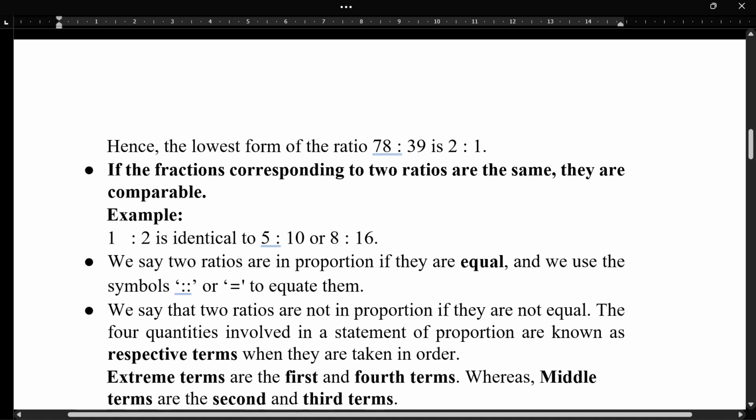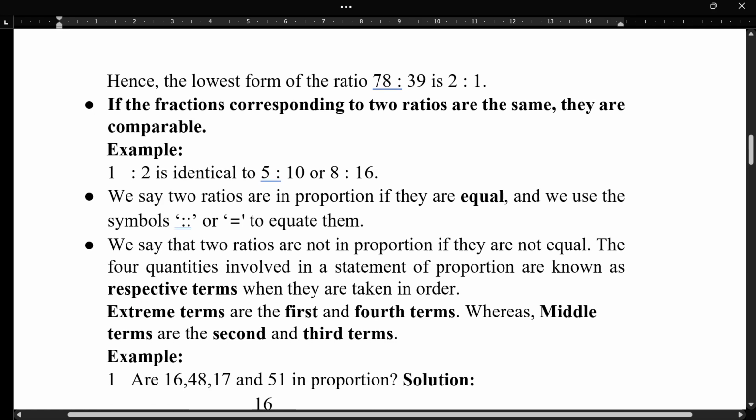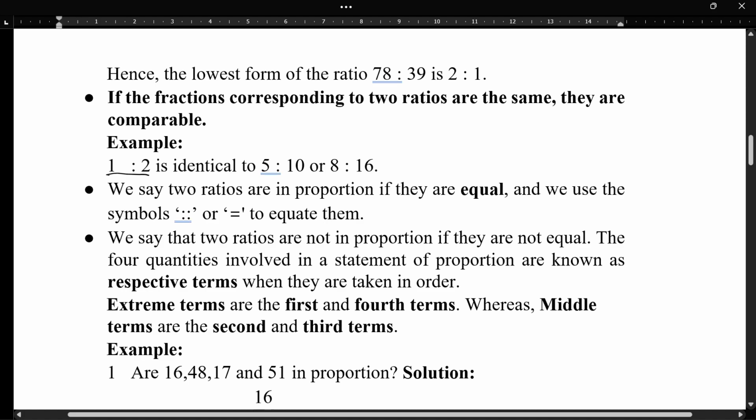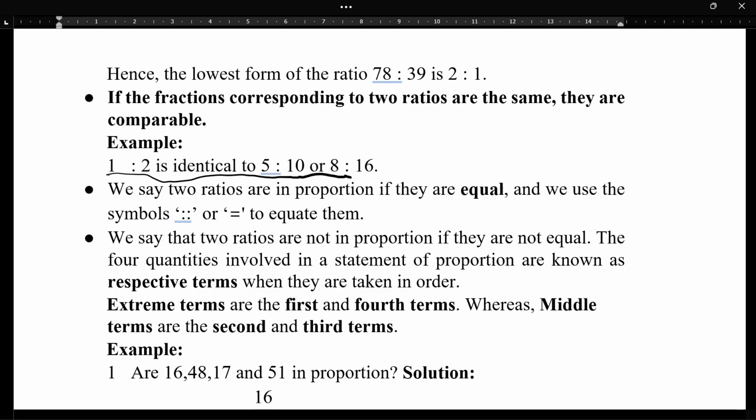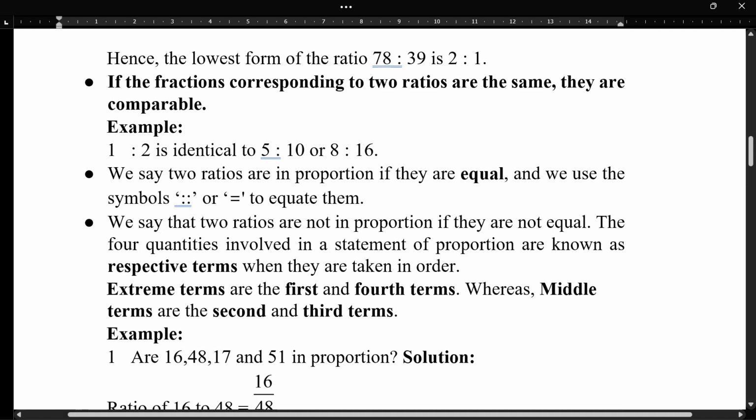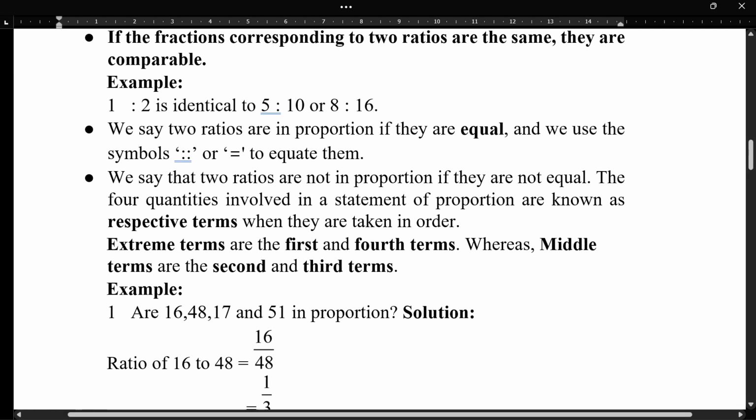If fractions corresponding to the ratios are the same, they are comparable. We can say 1 ratio 2 is identical to 5 ratio 10, or 8 ratio 16, because they all are identical. So we say two ratios are in proportion if they are equal, and we use this symbol, and we also write equal to equate them. We say two ratios are not in proportion if they are not equal.